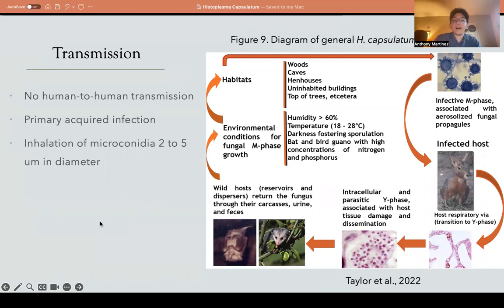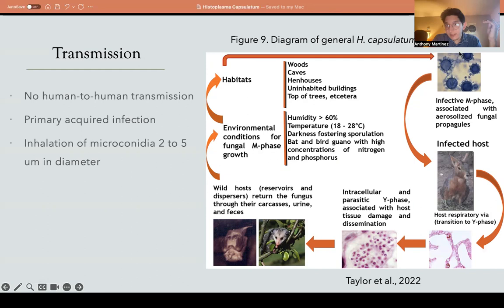So let's go over kind of how that happens. You have your reservoirs in the environment. In this case, they're saying possums and bats. It grows in them in the mycelial form, at temperatures between 18 and 28 degrees Celsius, with typical humidity. It's found in woods, caves, hen houses, uninhabited buildings, tops of trees, basically anywhere where bat or avian excrement can be found.